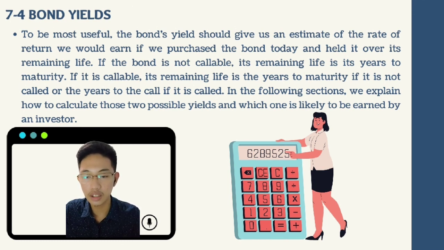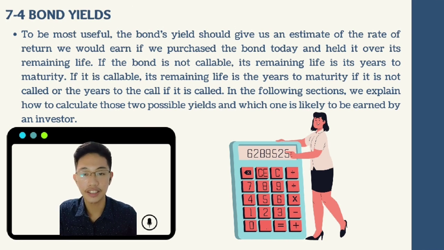If a bond is not callable, its remaining life is its years to maturity. If it's callable, the remaining life is the years to maturity if it's not called, or the years to the call if it's called. In the following section, we explain how to calculate those two possible yields and which one is likely to be earned by an investor.